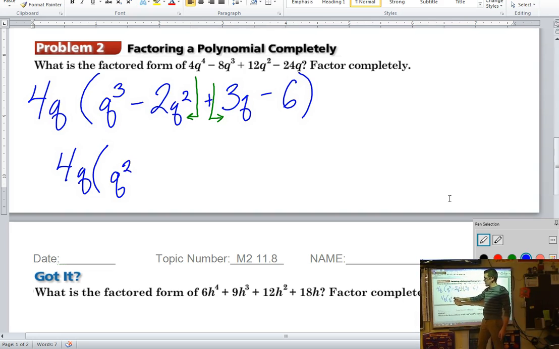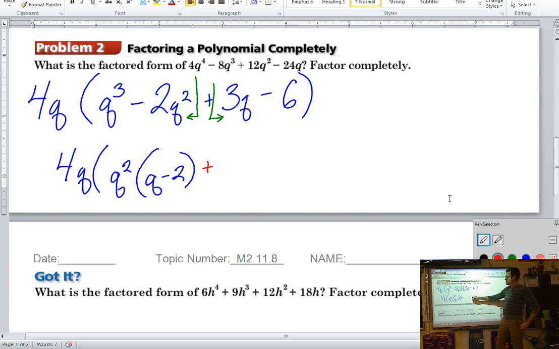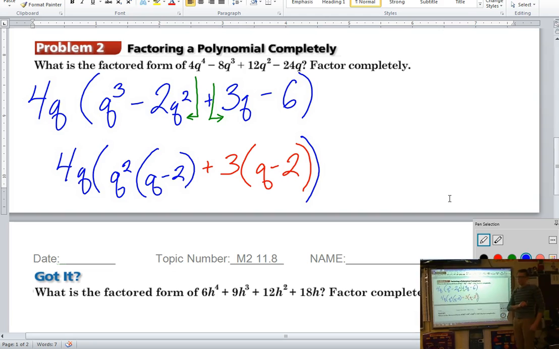This is where Michelle started actually doing the work. Between q to the 3rd and negative 2q squared, q squared is common. And then we're left with q minus 2. And for the other side, you can factor out 3, and we still get q minus 2. Yay! And we have to close again because of our stacked parentheses. Oh, so we factored even more than we did. I want to see what we did.